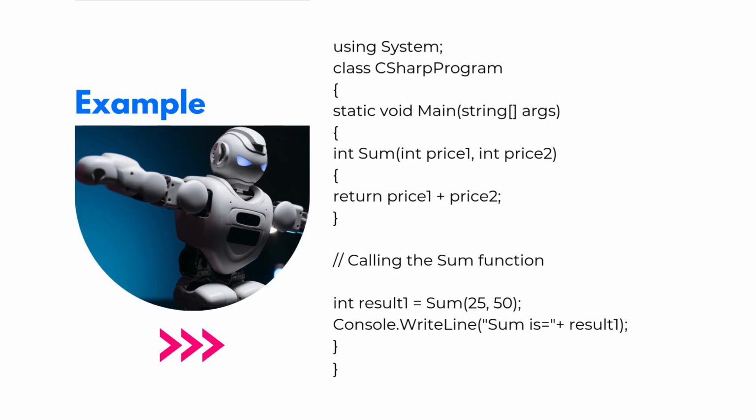Example of a function. The sum function takes two integer parameters, price1 and price2, and returns their total as an integer. It is a local function defined inside the main method. When sum(25, 50) is called, the values are added and the result is stored in result1. Finally, the program prints the calculated sum to the console.